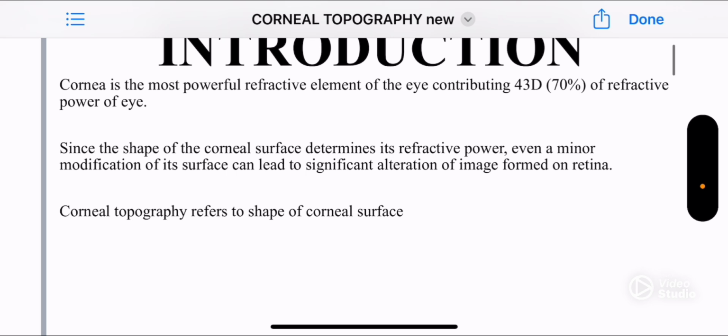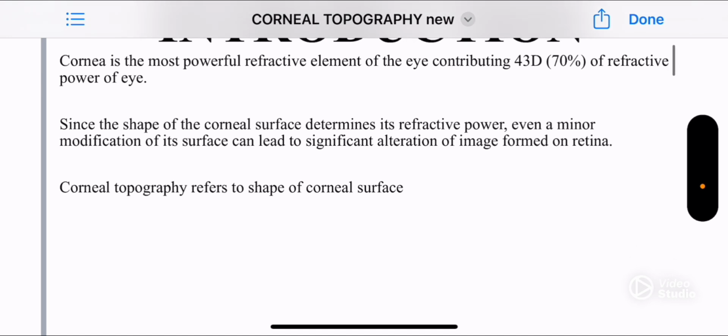Now, the cornea is the most powerful refractive element of the eye, contributing about 70% of the refractive power of the eye. Considering the total refractive power of the eye to be 60 diopters, the contribution of the cornea comes out to approximately 43 diopters. Now, corneal topography is a study of the shape of the corneal surface, and since a small change in shape of the corneal surface has a lot of impact on the image formed on the retina, it is a very crucial element in determining the refractive status as well as planning refractive surgery.